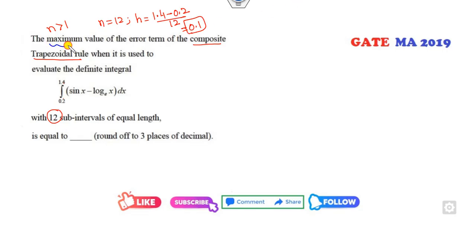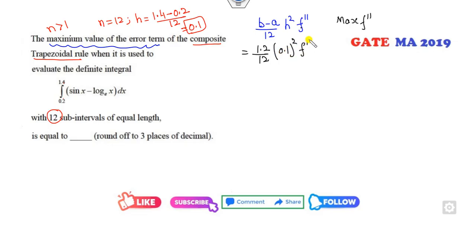Then they are talking about the maximum value of the error. What is the error in the composite trapezoidal rule? B minus a over 12 h square, second derivative. Since we need a maximum, I need the maximum value of f double dash. So firstly I can substitute here. B minus a is 1.2 divided by 12, h is 0.1, and the maximum value of the f double dash.